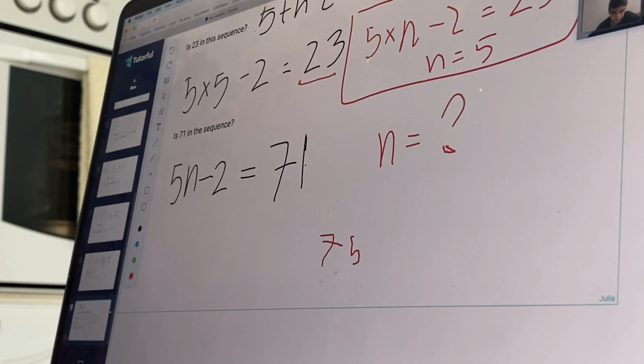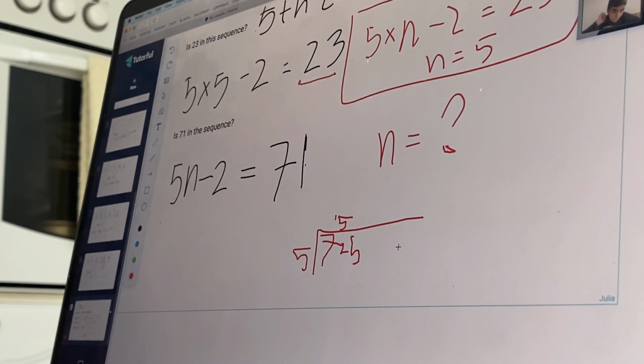So I can just check. It's going to be 15, yes? Yeah, good. 15 times 5, multiply 15 and 5 together, and then subtract 2, it will be 73. Perfect. So we know that the term-to-term rule is add 5. If 73 is in the sequence, then there's no way for 71 to be in the sequence, right?